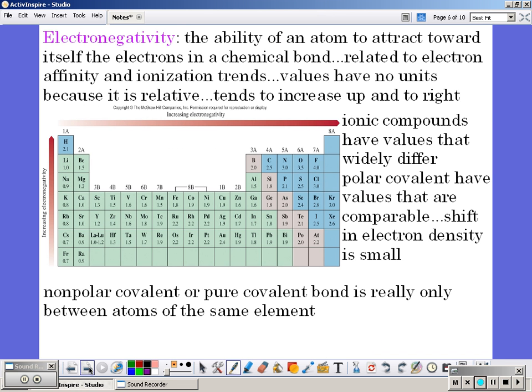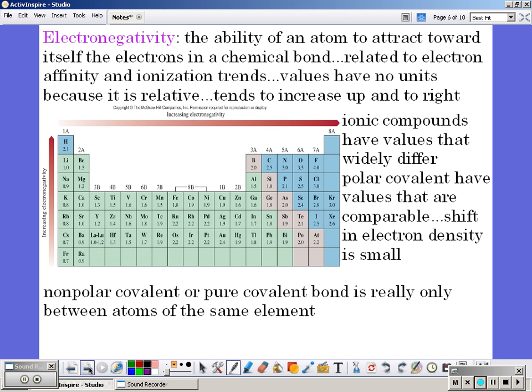Electronegativity is the ability of an atom to attract towards itself the electrons in a chemical bond. It's related to electron affinity and ionization trends, so the values have no units because it's relative. It's not measurable. The trend for electronegativity is an increase up and to the right. So fluorine is the most electronegative, where francium is the least.